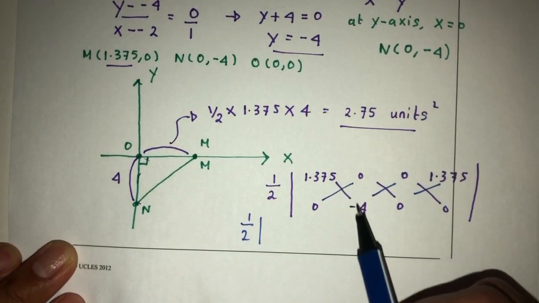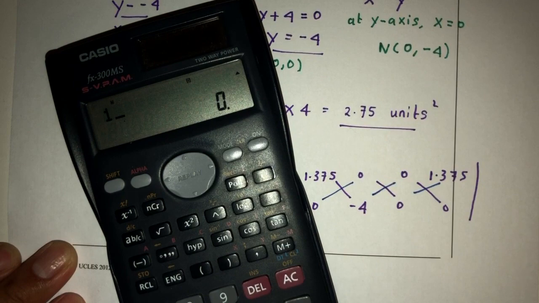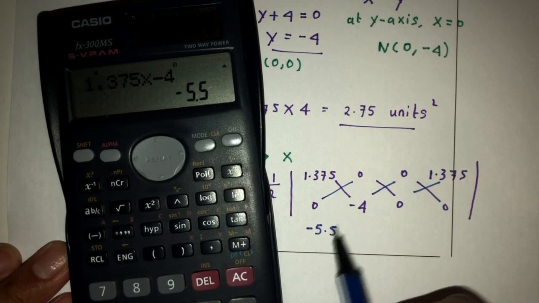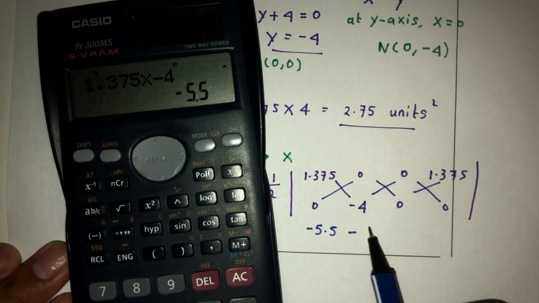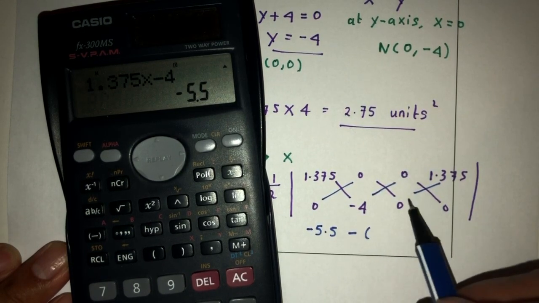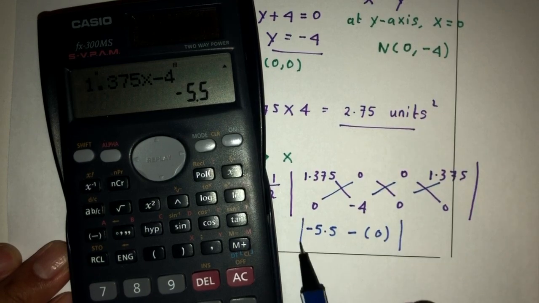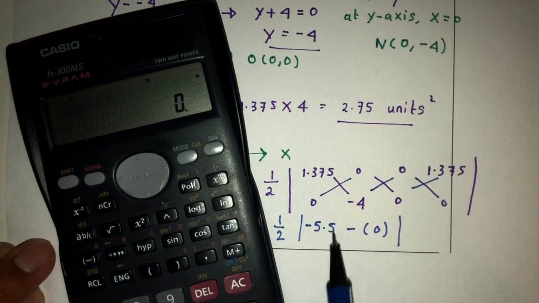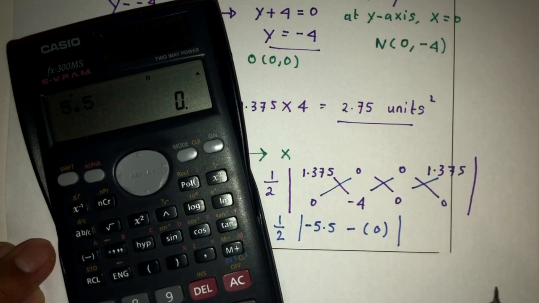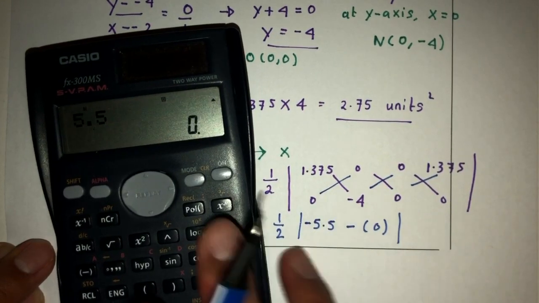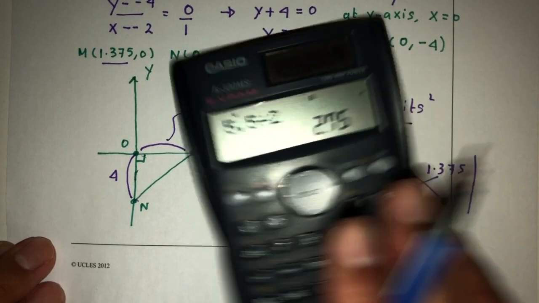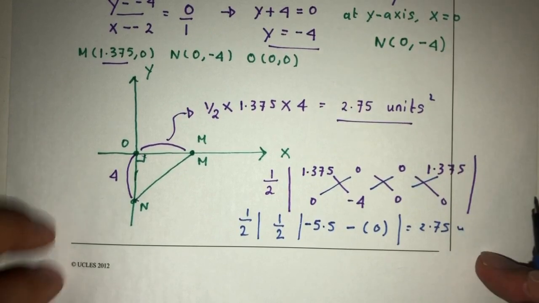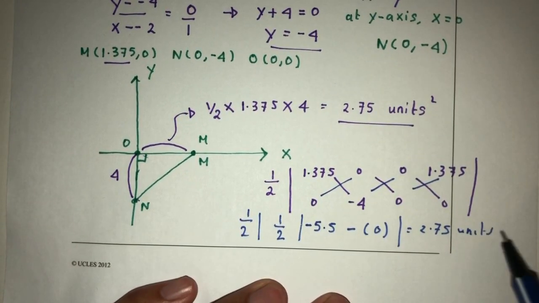So this time this will be what? 1.375 times minus 4 is minus 5.5. Everything else will be 0. Now minus the value of this is 0, 0, 0. Of course, this is the modulus here. This will be half. And as you can see, inside the modulus, everything becomes positive. So 5.5, right? And then divide by 2. That will be 2.75. So with 2 methods, you will find the same value for those 2.